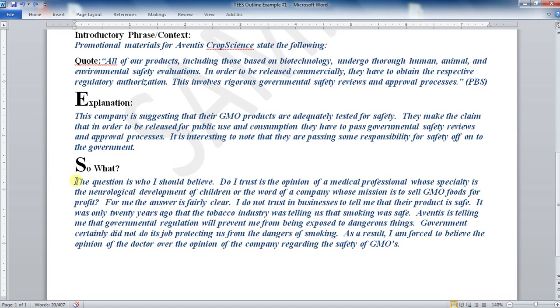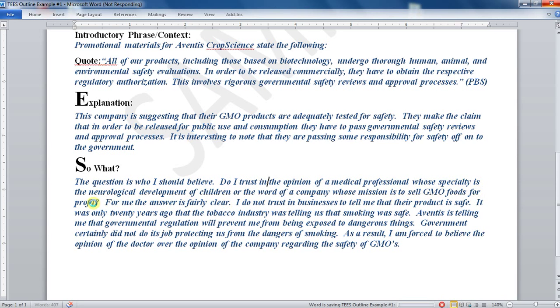The question is who I should believe. Do I trust in the opinion of a medical professional whose specialty is the neurological development of children, or the word of a company whose mission it is to sell GMO foods for profit? So that is the question that I am wrestling with. Quote 1 is the medical professional. Quote 2 is the company who's trying to sell these foods. For me, the answer is fairly clear. I do not trust in businesses to tell me that their product is safe.